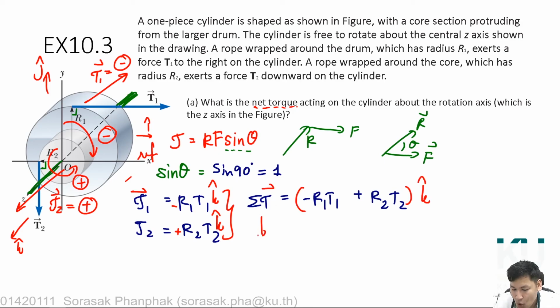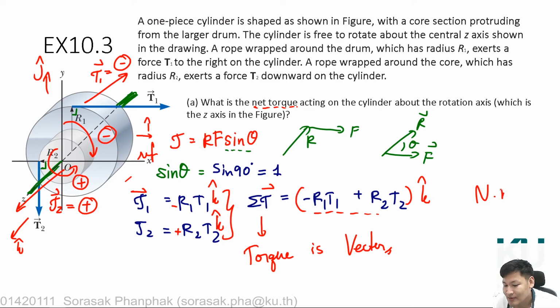Since the torque is a vector, but if you would like to consider only the magnitude, since it's propagating along the same axis, this is fine. And what is the unit of the torque? Since R is in meters and F is in newtons, you have torque in newton meters as a unit. So this is how you find the net torque acting on the drum or the cylinder from the different sides.